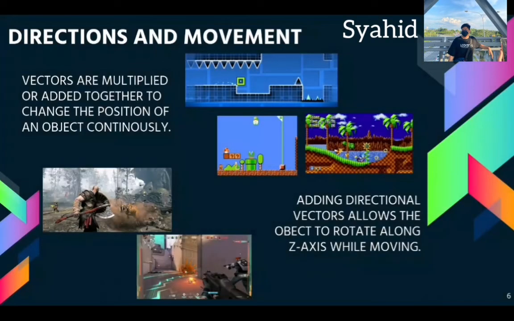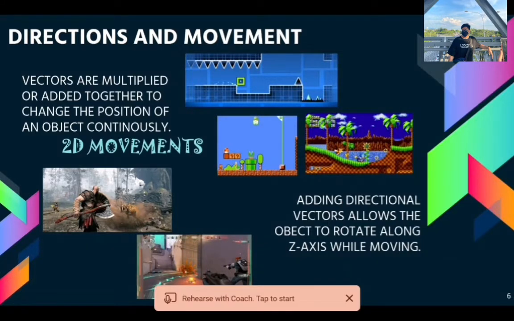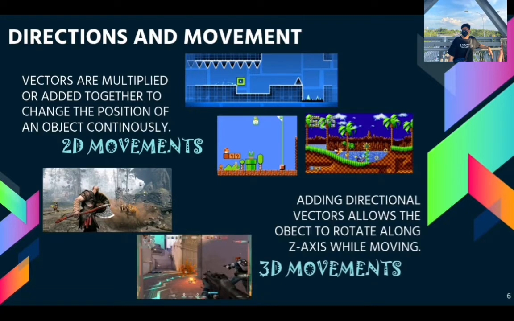Thank you, Mustaqim. Hi, this is Shahid speaking. Next, I will continue to explain the uses in directions and movement. Vectors are multiplied or added together to change the position of an object continuously. This provides a two-dimensional movement, such as in the games Geometry Dash, Sonic, and Mario, classic games that we used to play. When technology moved forward, adding the directional vectors allows the object to rotate along the z-axis while moving. The z-axis helps us to rotate three-dimensionally, hence providing 3D movement in games such as God of War, Valorant, and PUBG Mobile.